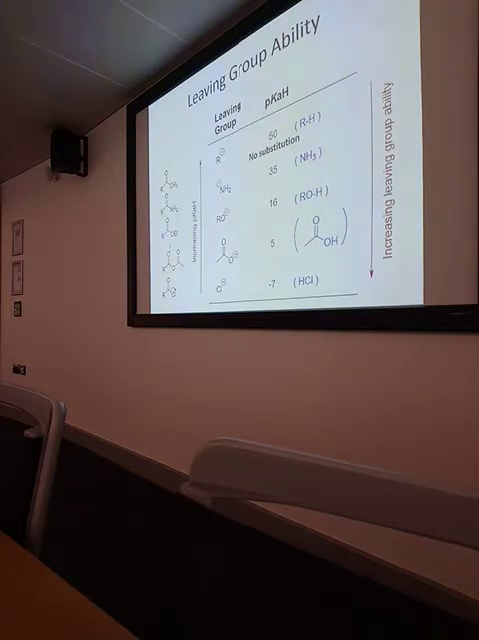So as you go up here, the leaving group becomes less stable. Therefore, this is less likely to leave. So these are really stable leaving groups. These are less stable leaving groups. And this is related to the pKa-H. So how easy is it to take a proton off an aliphatic carbon? Very difficult.